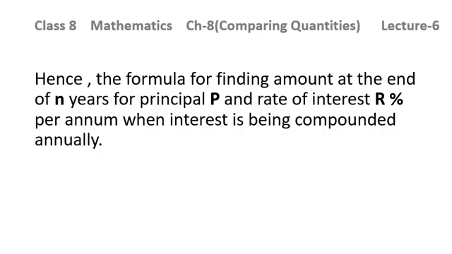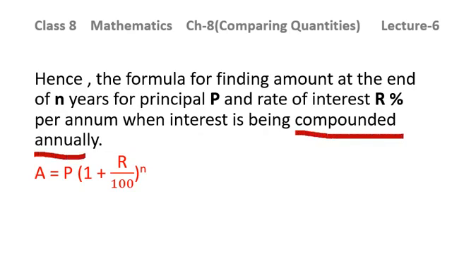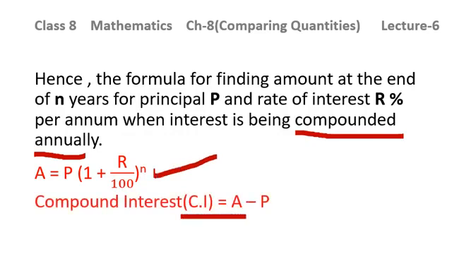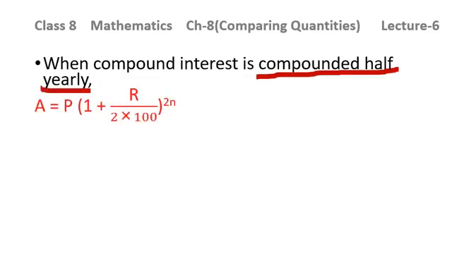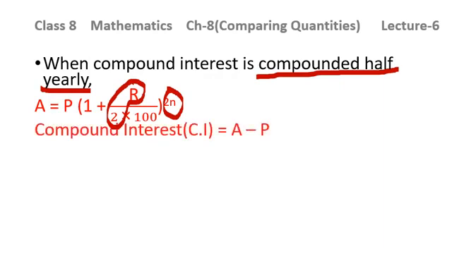So the formula for finding the amount at the end of n years for principal P and the rate of interest R% per annum when interest is being compounded annually is given by this formula. When the interest is being compounded annually, you will be directly taking this formula. A is equal to, that is amount is equal to principal bracket 1 plus R over 100 raised to the power n. This will be the formula of the amount, and compound interest CI will be given by amount minus principal. And when the interest is compounded half yearly, then in that case the formula will be R over 2, rate will be divided by 2 and time will be multiplied by 2. Here you can write 2t also or 2n also. CI will be given by amount minus principal.